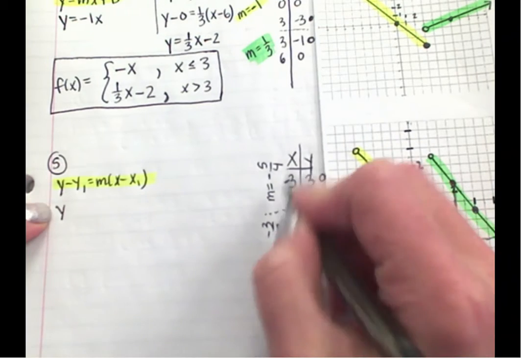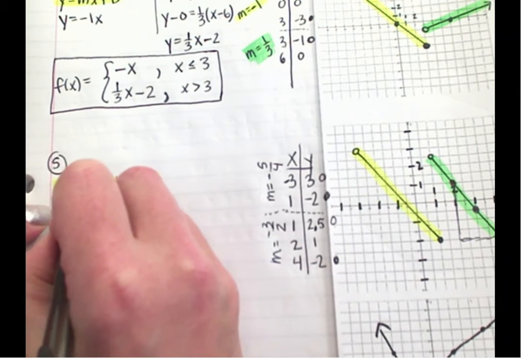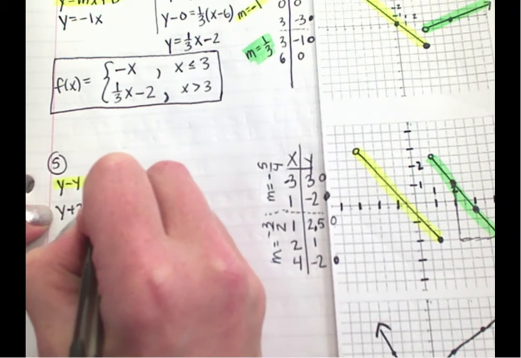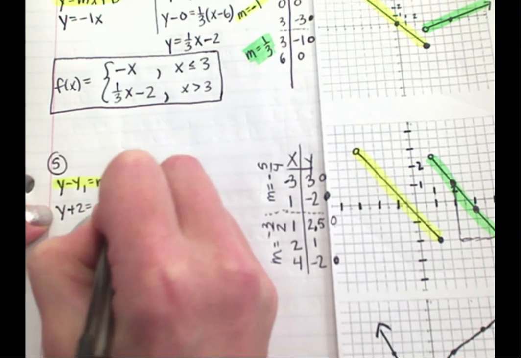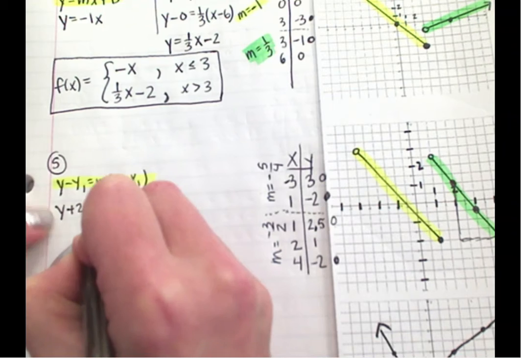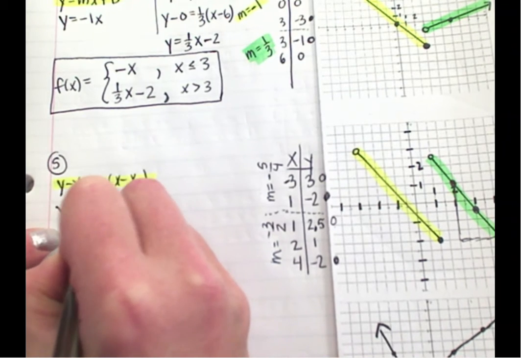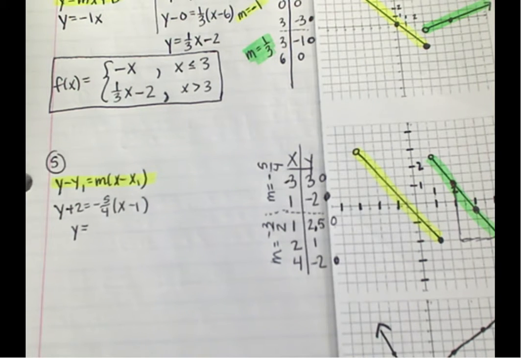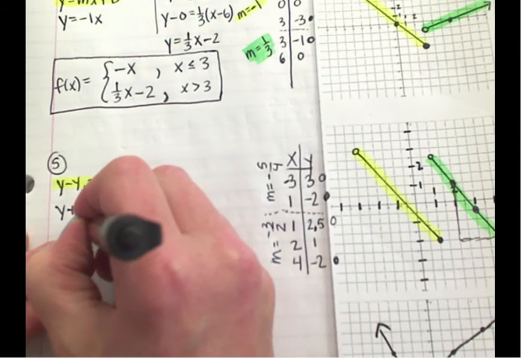Okay, now you're going to have to do a negative here. y minus y1, slope, x minus x1. You do have to put this in y equals format. You don't necessarily have to do mx plus b, but it does need to be y equals.